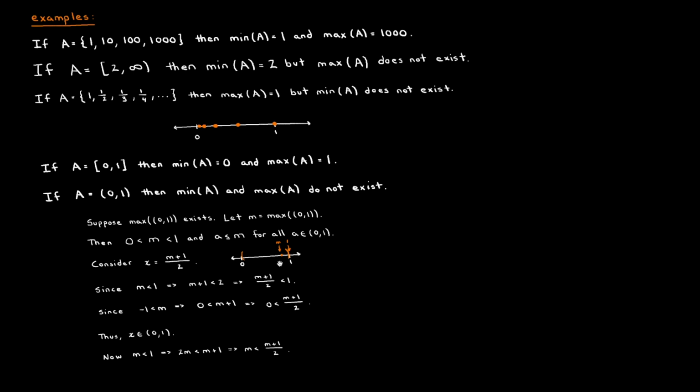And so to construct a new element that is larger than M, but still within this open interval, let's consider the midpoint of M and 1, or the average of M and 1, which is simply M plus 1 divided by 2. Let's call this number X. And now let's rigorously show that this element X is an element of the open interval from 0 to 1, and moreover, it's strictly larger than our maximum.